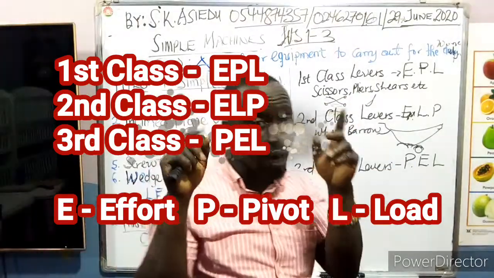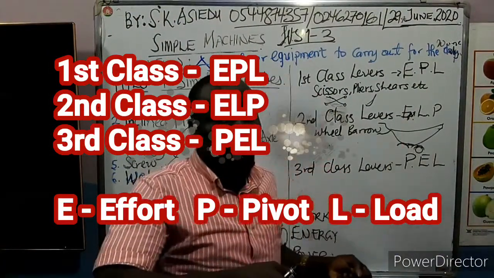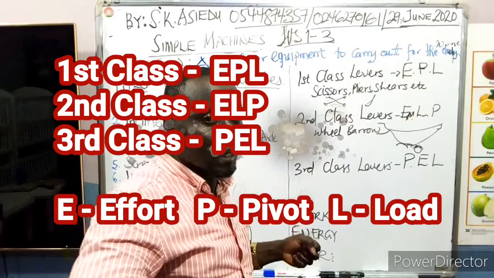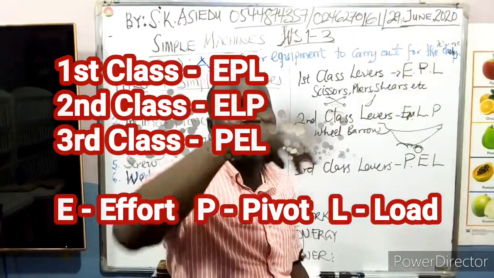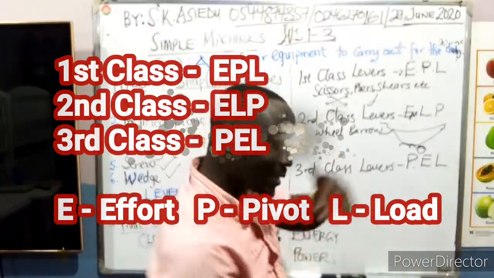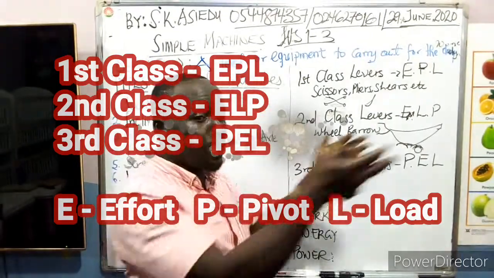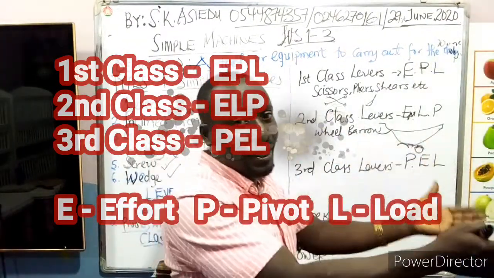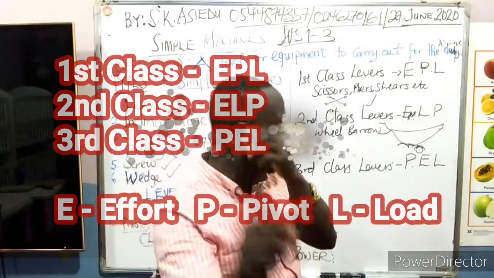When you take the wheelbarrow, for example, you all know the wheelbarrow. It has the handle where we hold at the end, that is the effort. The load is actually carried at the middle, and then the pivot, the turning point where the wheel is, in front. So for all second class levers, we have ELP, or PLE. That is the second class of levers.